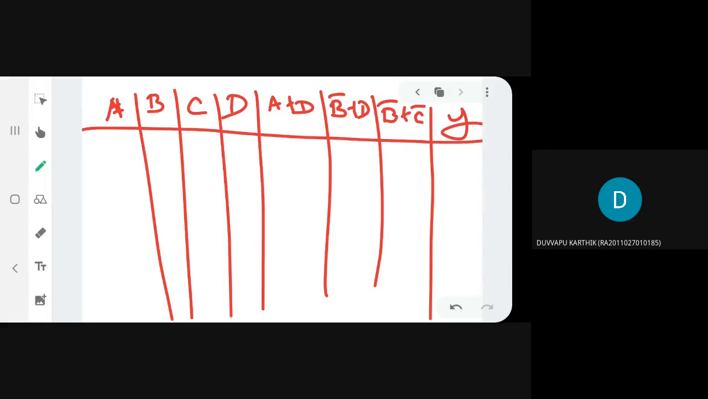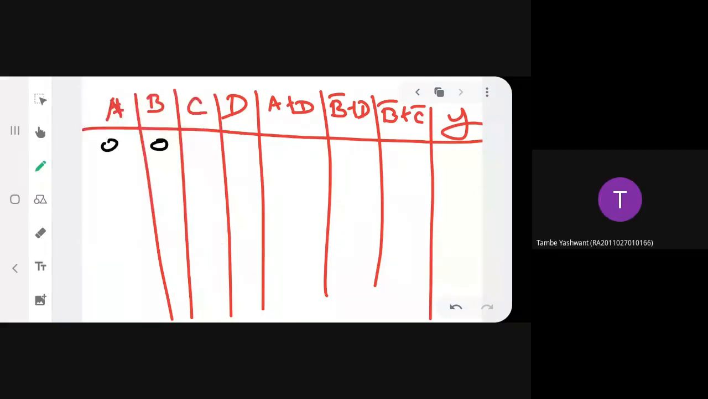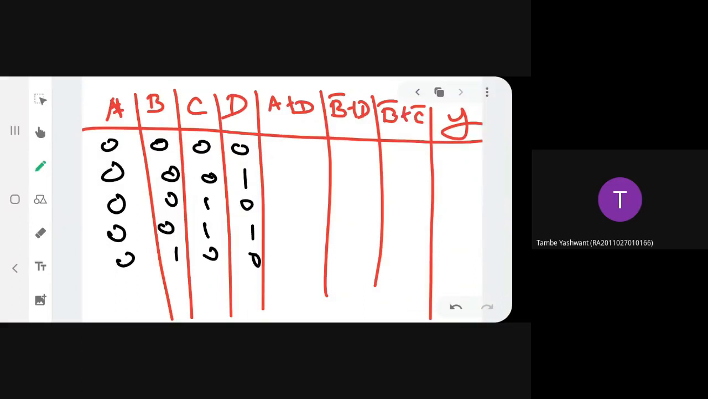Now you tell me what possible combinations you will have. 0 0 0 0. Tell me the sequence. 0 0 0 1, 0 0 1 0, 0 0 1 1, 0 1 0 0, 0 1 0 1, 0 1 1 0. You have to continue. Page is not enough, so I am stopping here, but you have to continue.